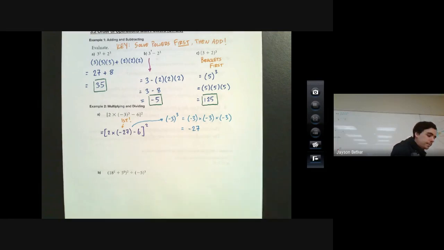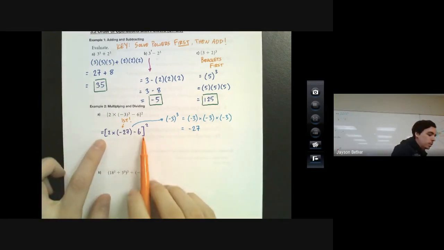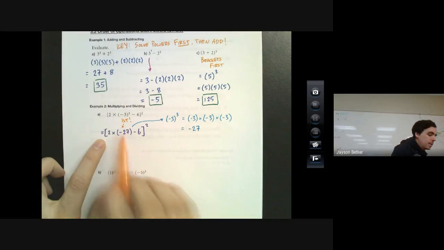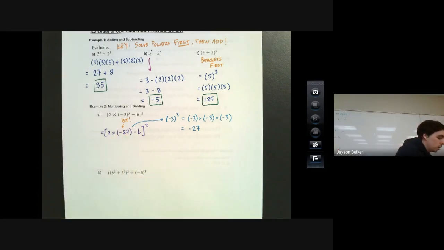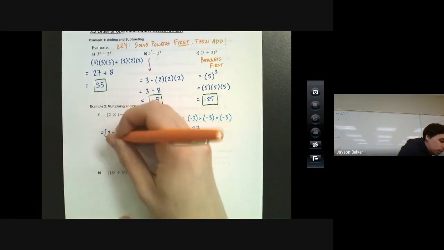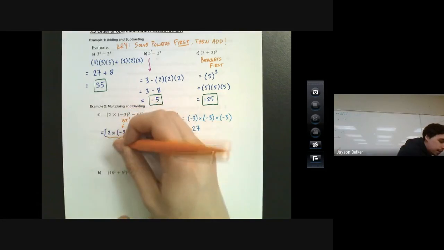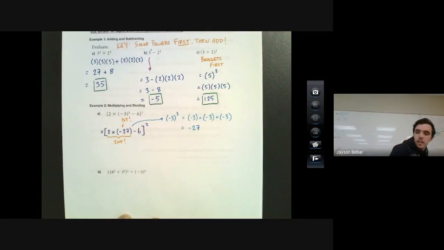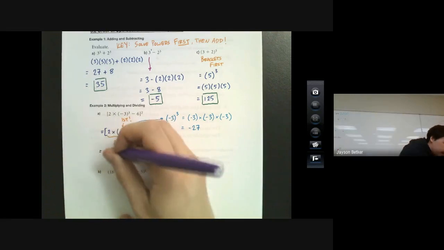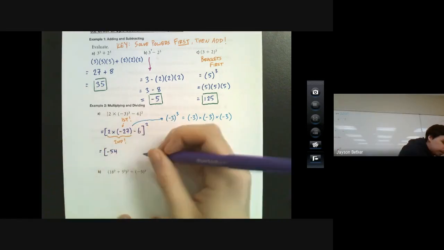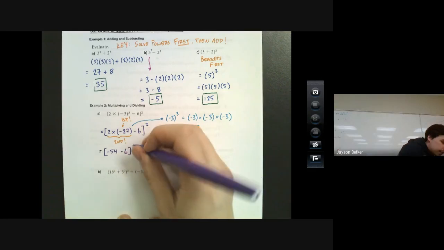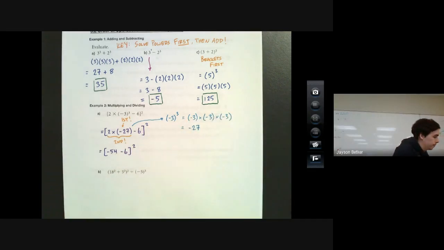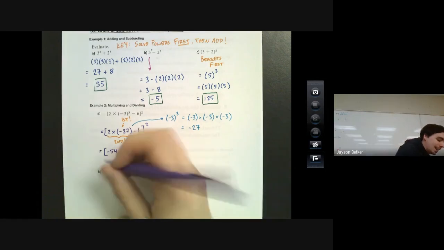Now, if we move on, looking at still order of operations, we're still evaluating inside of the bracket. Now we need to do our multiplication. So 2 times negative 27, this is what we're going to do next. This is our second step here. If we do that, 2 times negative 27, we should get negative 54, and then minus 6. All of that is in the brackets and squared. So negative 54 minus 6 should give us negative 60.